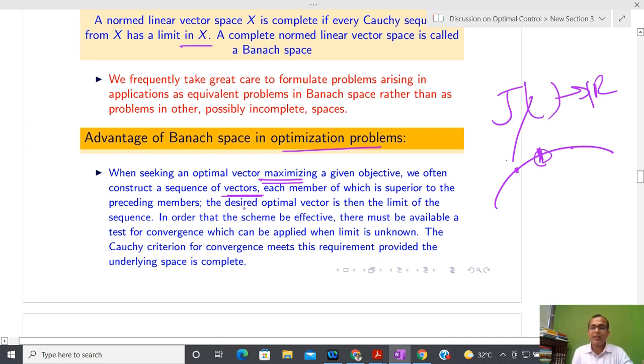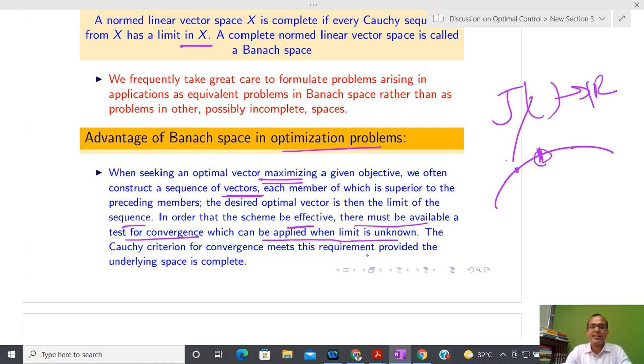Okay, so here in the optimization problem our vector is a function, each member of which is superior to the preceding member. The desired optimal vector is then the limit of the sequence. In order that the scheme is effective, there must be available a test of convergence which can be applied when the limit is unknown. Even if the limit is unknown, if I know that our space is complete, meaning a Banach space, then I can solve the optimization problem.